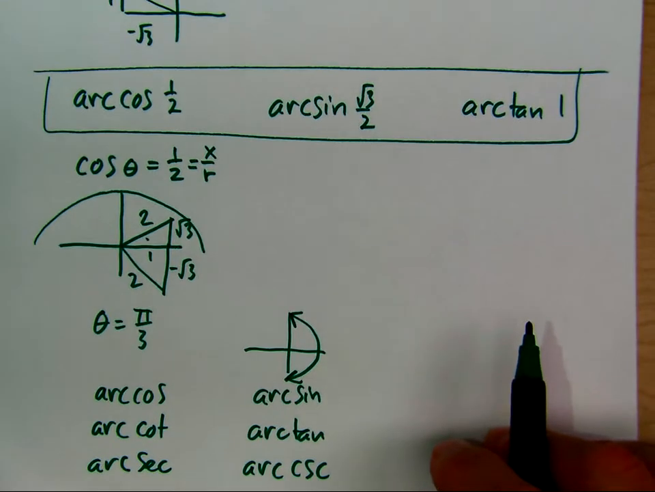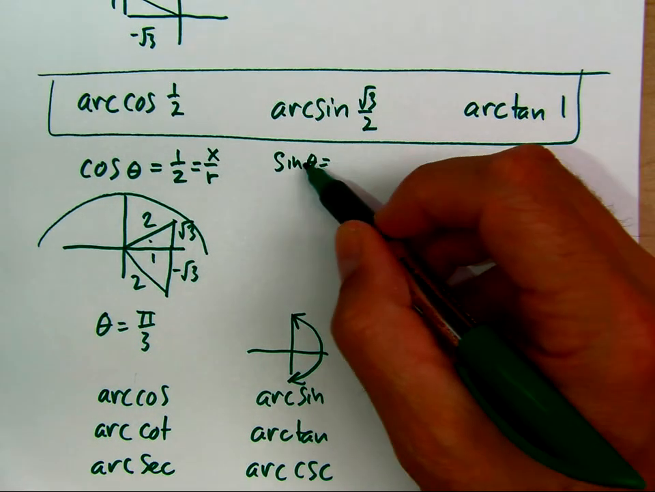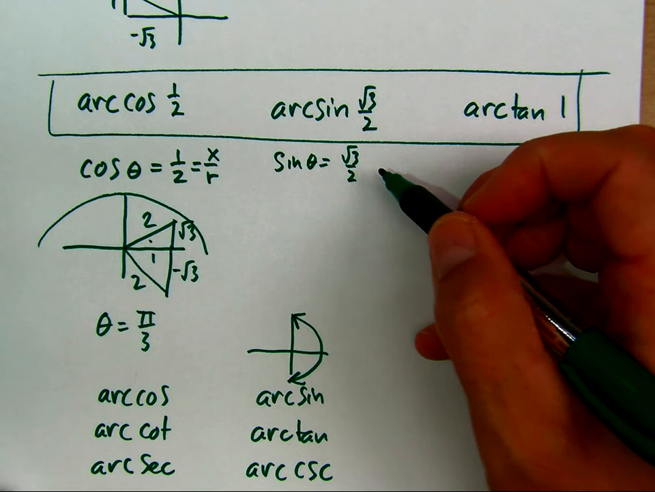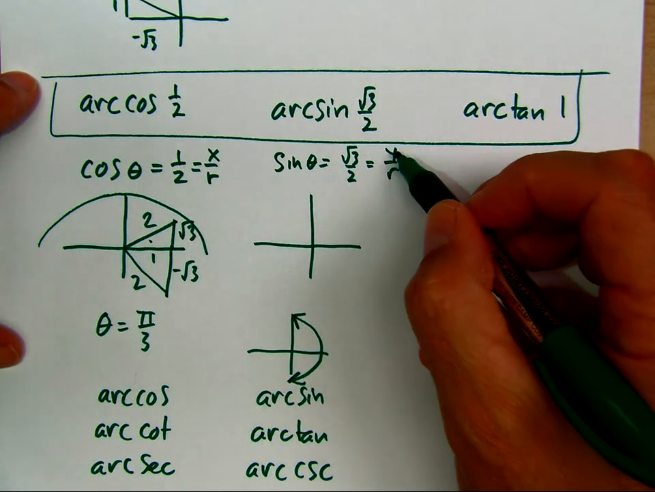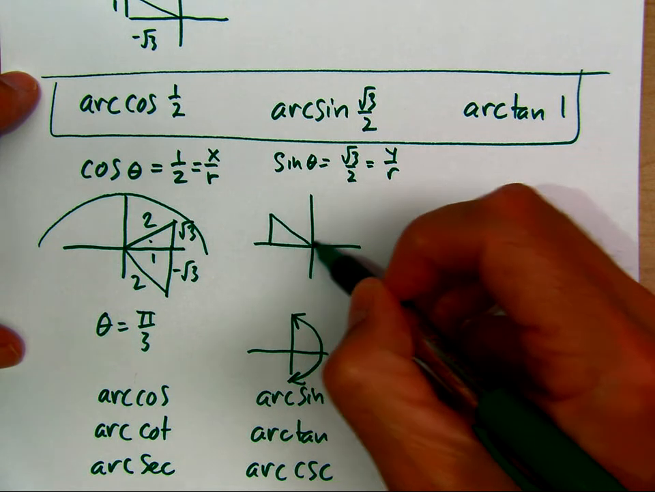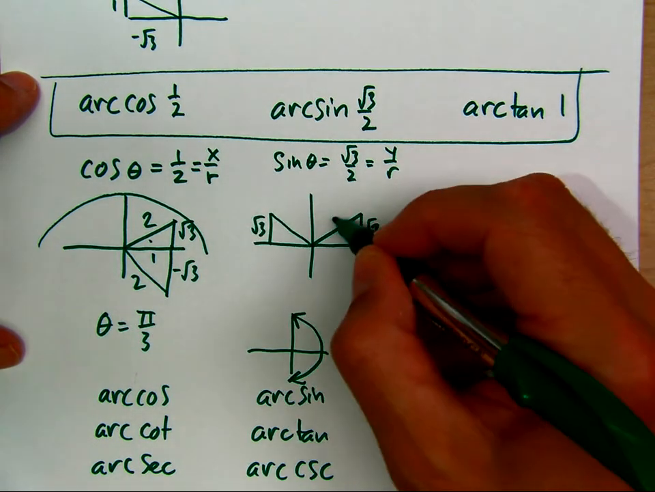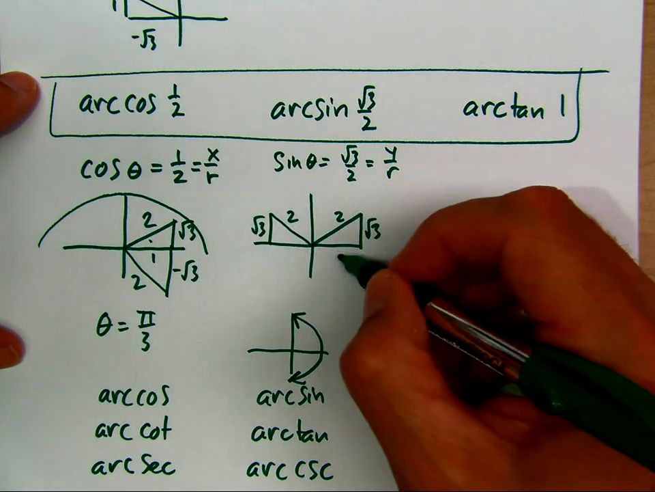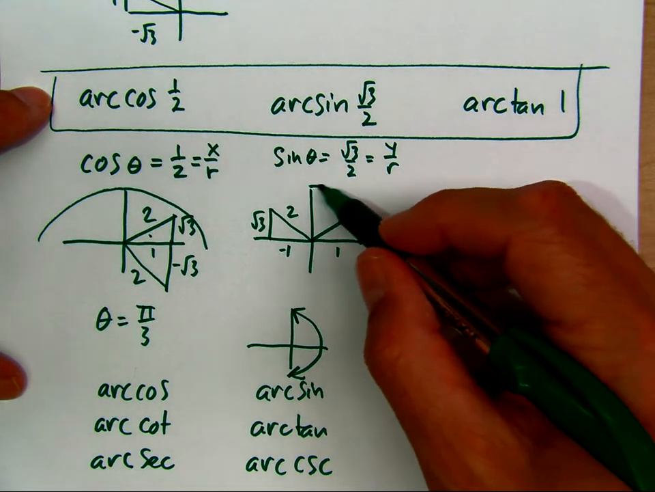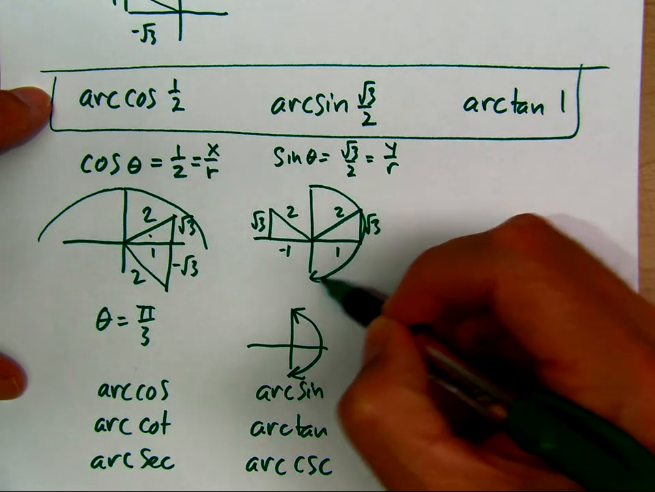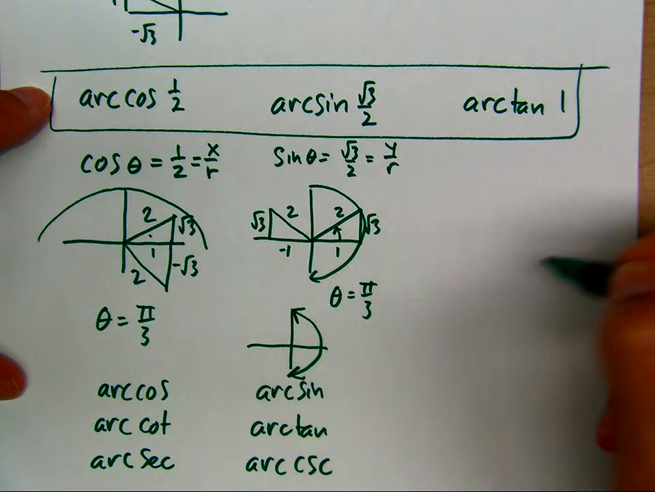Okay, pause the video and try these. Sine of some angle is radical 3 over 2. Sine is y over r. So we need a y value that's positive, and that will put us here. Positive y value, radius is 2, and the x is 1. So we see that if we only take this range, we're going to have pi over 3. So theta equals pi over 3.